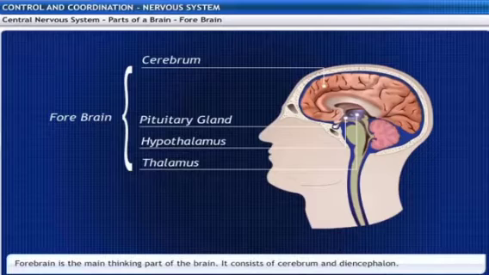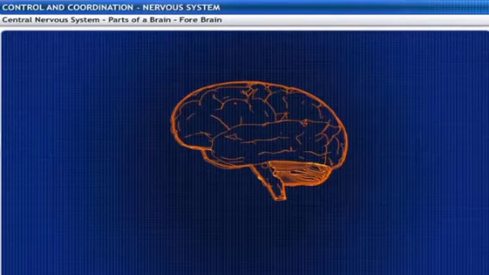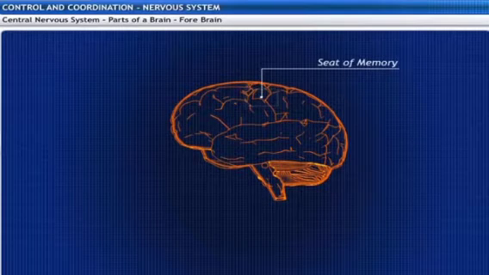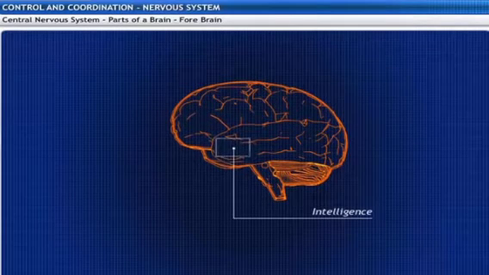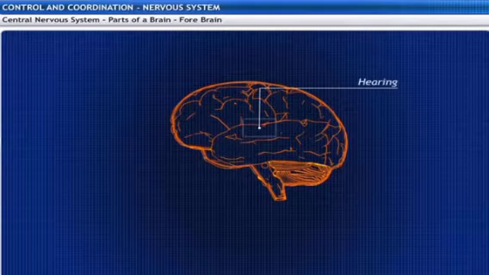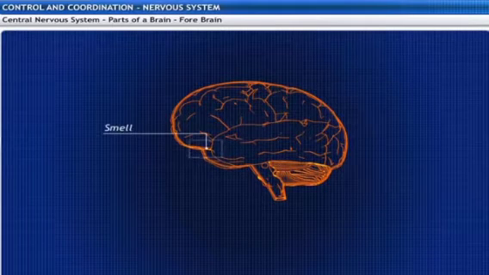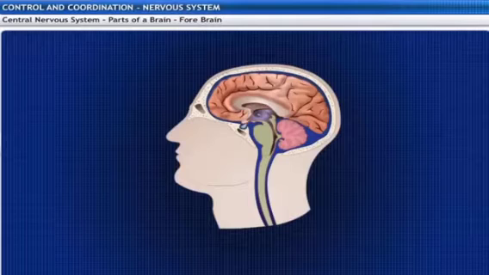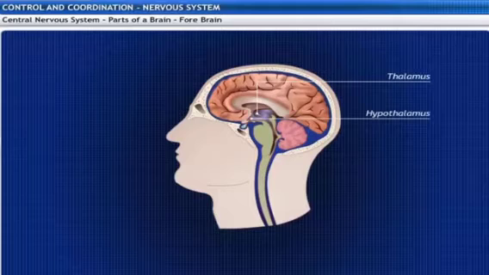The forebrain is the main thinking part of the brain. It consists of the cerebrum and diencephalon. Cerebrum is the seat of memory, intelligence, and sensory centers like hearing, smell, and sight. Diencephalon consists of thalamus and hypothalamus.